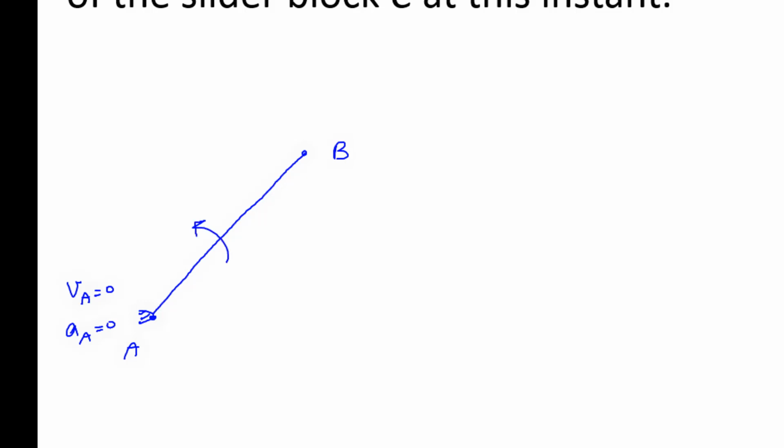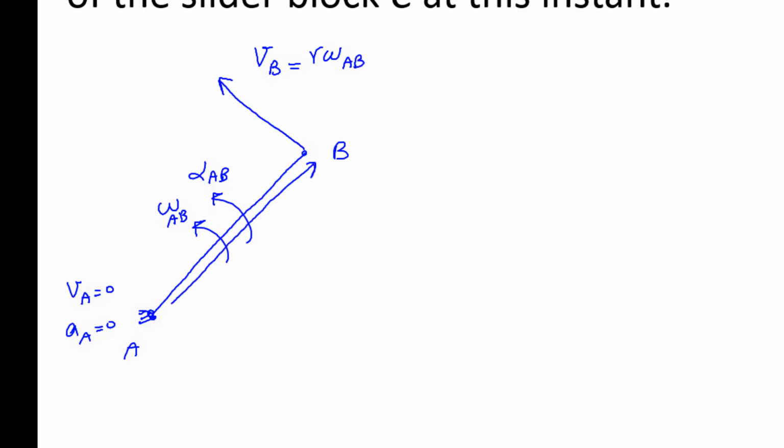We have omega and alpha for link AB in this problem. We have a pure rotation about point A, so velocity of each point is equal to r omega, and r is the distance from the center of rotation. Here for point B it is 0.5 meter.